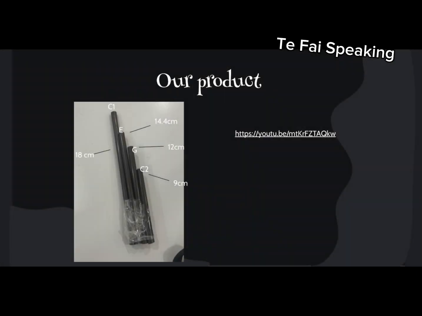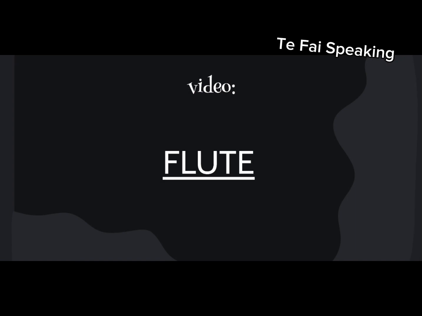As you can see, the longest tube, C1, is 18 cm, the second longest tube, E, is 14.4 cm, the third longest tube, G, is 12 cm, and the fourth and shortest tube, C2, is 9 cm. This is our video. You can click on it in our slide.